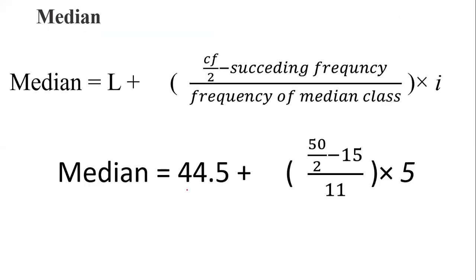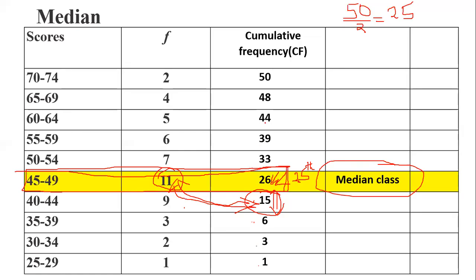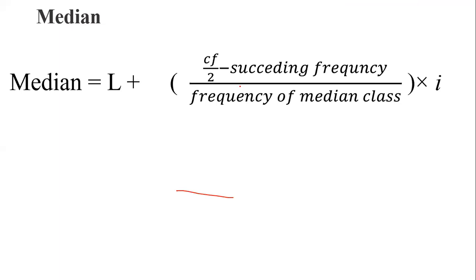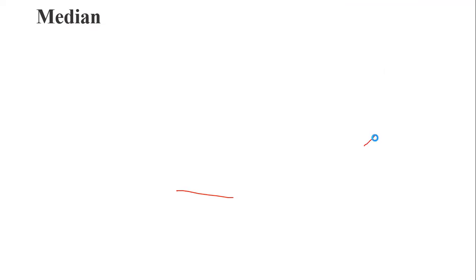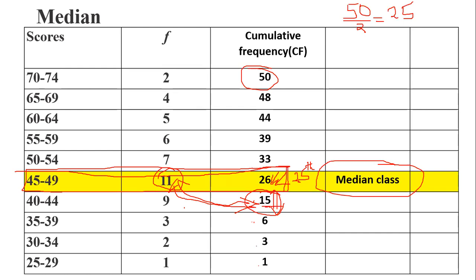So in this case, we are going to have the median. 44 is our lower class boundary, plus bracket 50. 50 is our final value we got in our cumulative frequency. And 15, I've shown you where I'm getting it from. It is the succeeding value. It says exceeding value here, 15, exceeding value in our cumulative frequency.